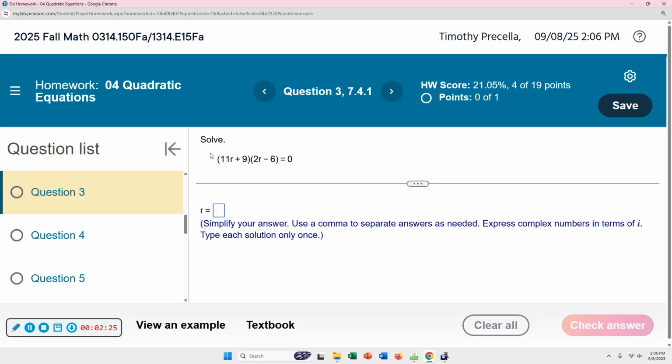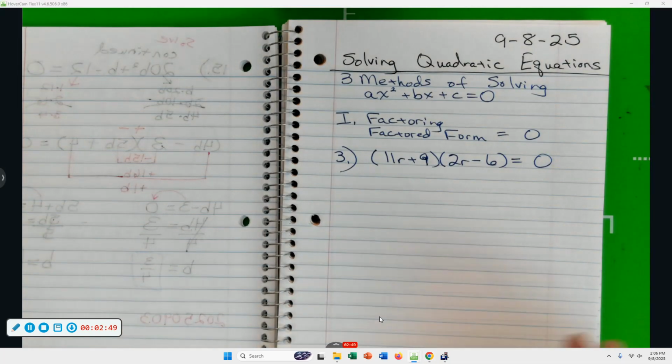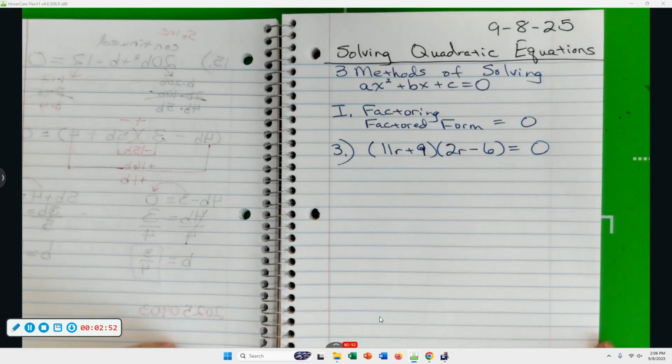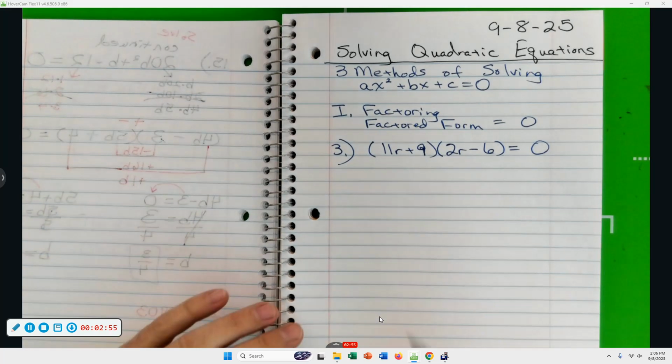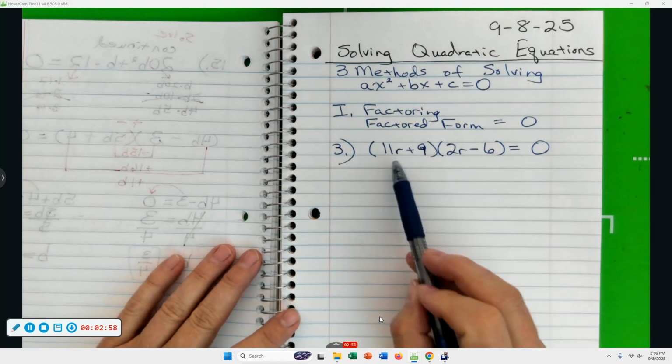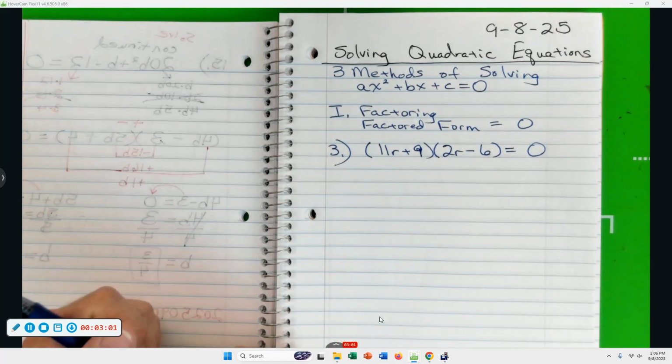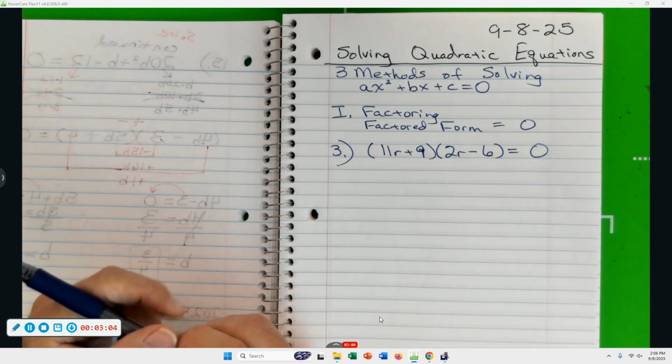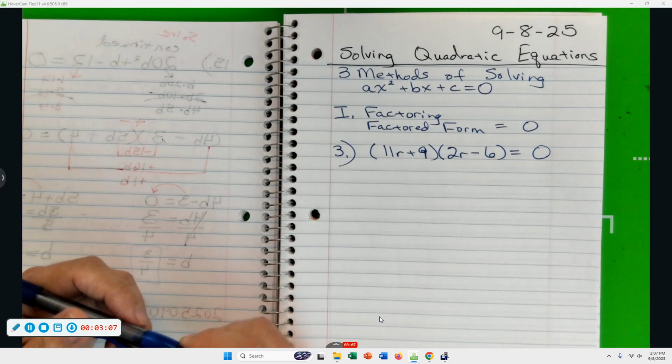Let me write this down. This is number 3. 11r plus 9 times 2r minus 6 is equal to 0. I want you to notice something here. It's a good thing the instructions don't say to factor the expression, because this wouldn't be counted correct as factoring. Look at these factors. There's something wrong with one of those factors. The way we factor, it's called factoring completely.